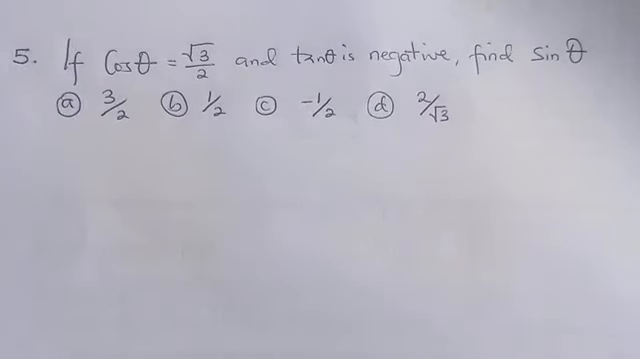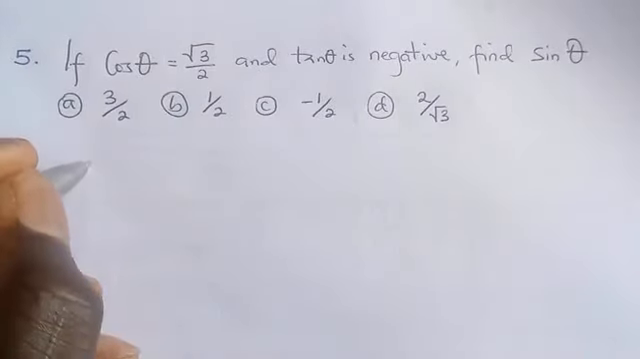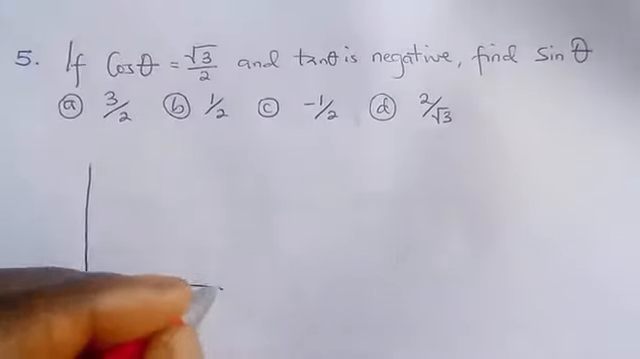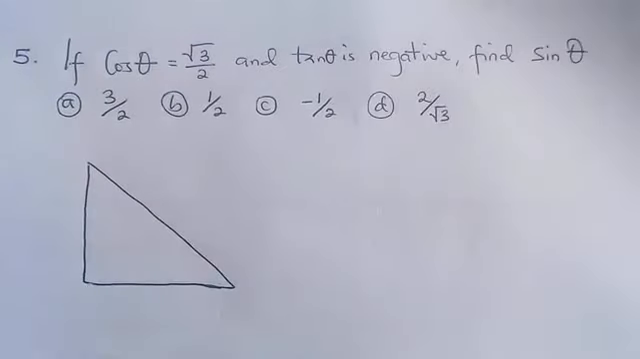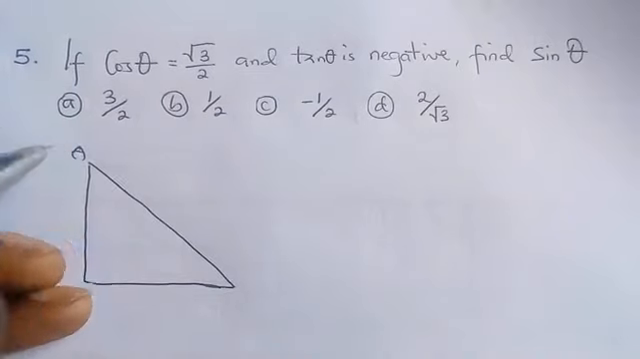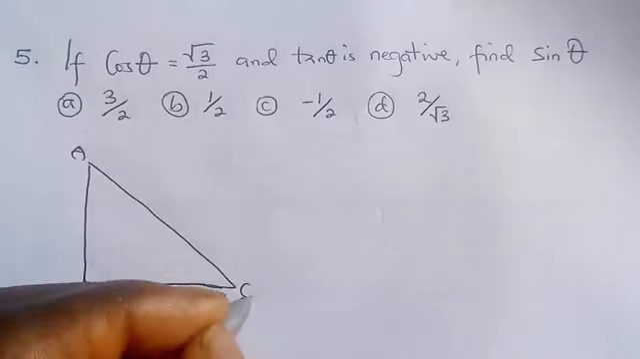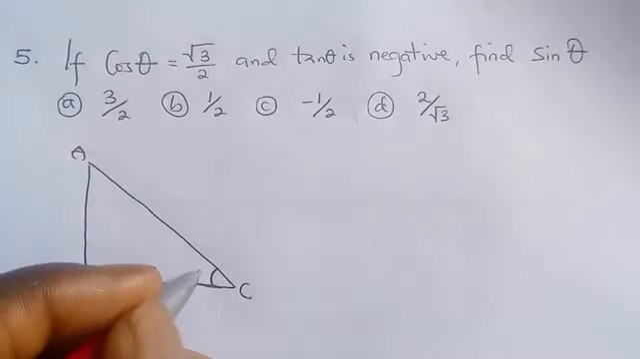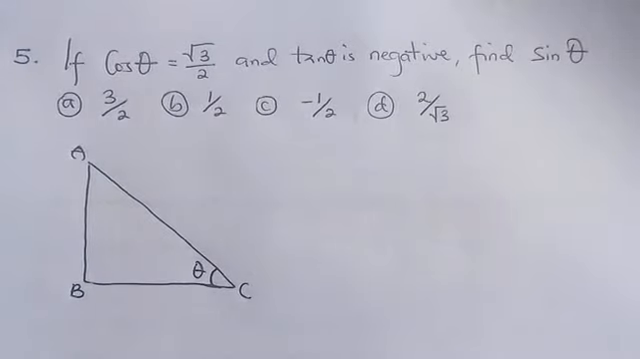The last question for now in this section: if cos theta is equal to root 3 over 2 and tan theta is negative, we are to find sin theta. Again, we need an acute angle, that is a right angle triangle, to address this question. So let's label this triangle ABC with angle theta this way.